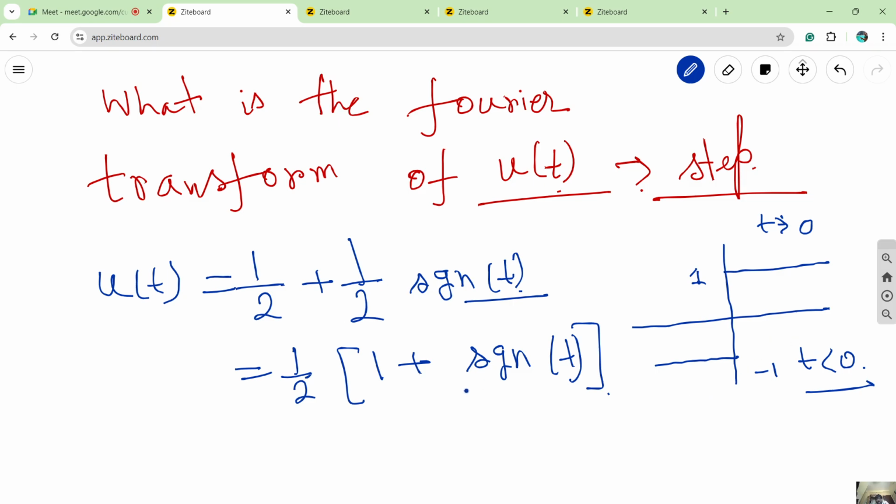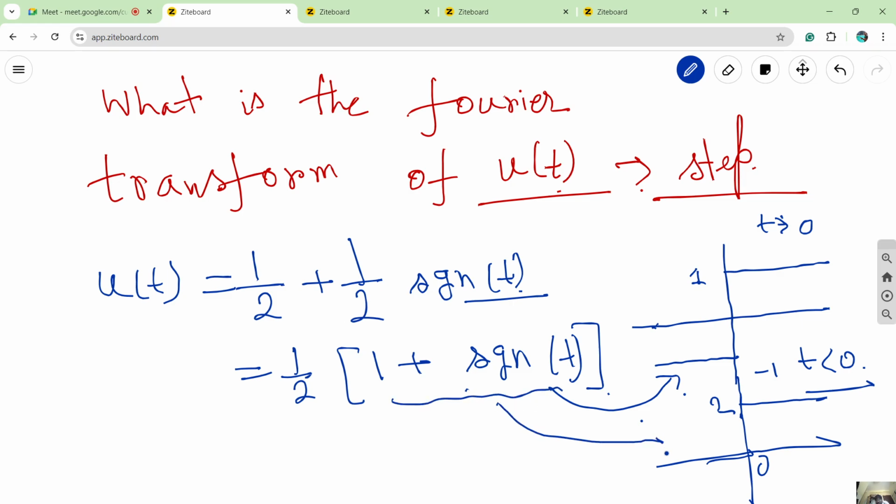So if you see, this is the signum function. And you add up 1, then what happens? This becomes like this. So this becomes 2 and this becomes 0, this whole term. And that is why, to represent a unit step, we are just dividing it by half. So if I take the whole one, then it is 1 for t greater than 0. So this is actually the unit step function.